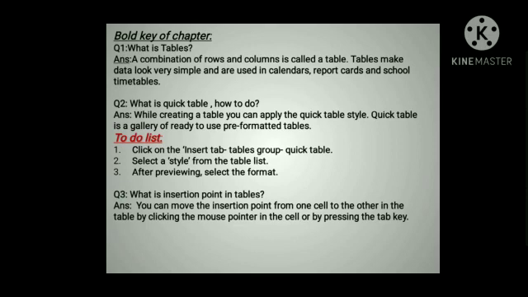Back of the chapter. First, what is a table? Answer. A combination of rows and columns is called a table. Tables make data look very simple and are used in calendars, report cards and school timetables. Question number 2. What is quick table? How to do? Answer. While creating a table, you can apply the quick table style.